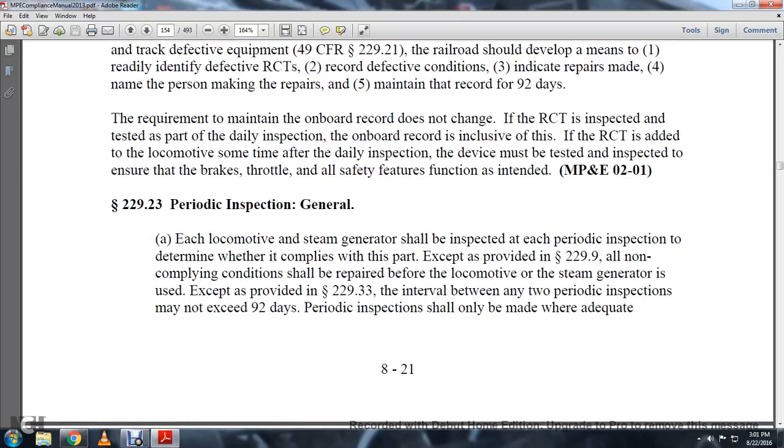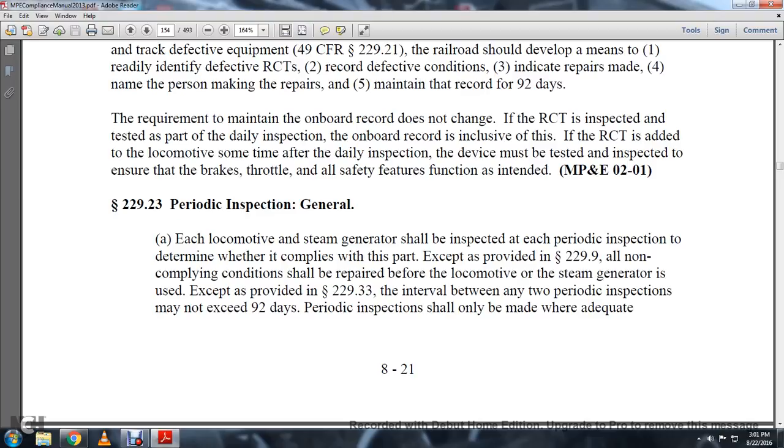229.23 Periodic Inspection, General. Each locomotive and steam generator shall be inspected at each periodic inspection to determine whether it complies with this part, except as provided in Section 229.9. All non-compliant conditions shall be repaired before the locomotive or steam generator is used, except as provided in Section 229.33. Intervals between two periodic inspections may not exceed 92 days.